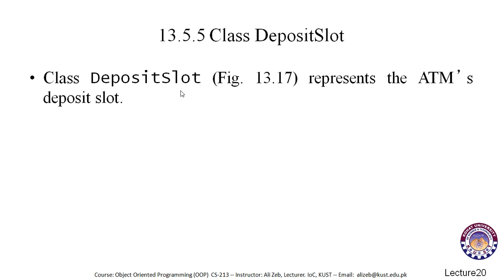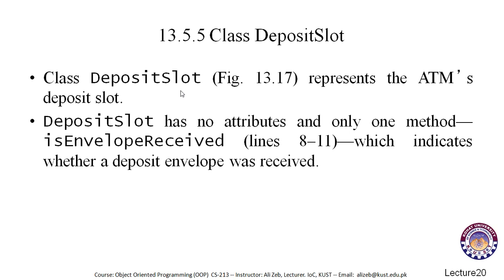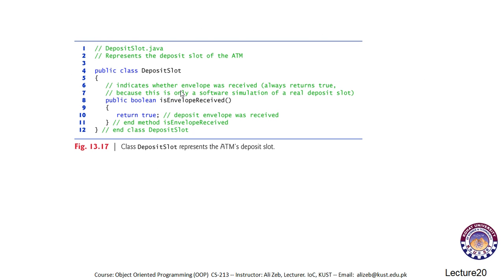The DepositSlot class represents the ATM's deposit slot. The deposit slot has no attributes and only one method, isEnvelopeReceived, which indicates whether a deposit envelope was received. It just checks if an envelope is received and it returns true.